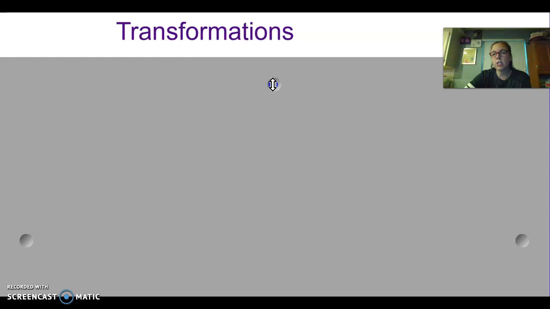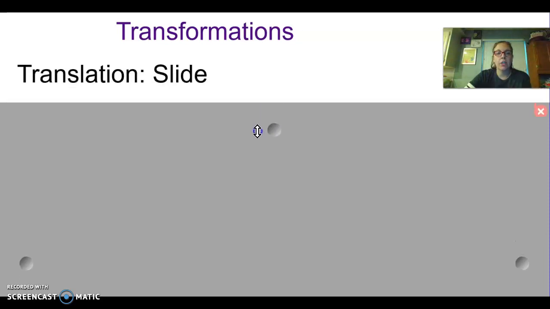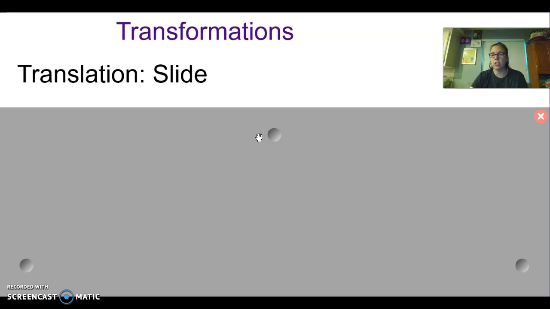So transformations, there's 3 types. The first one is translation, and that means it's a slide. That means we're going to take a picture, we're going to take an image, and we're going to slide it either right, left, up, or down. Okay, so if we have a square, we may move it to the right, and that's a slide. It's going to stay the same size and everything. We're just going to move it. We may have a triangle. We're going to move it down.